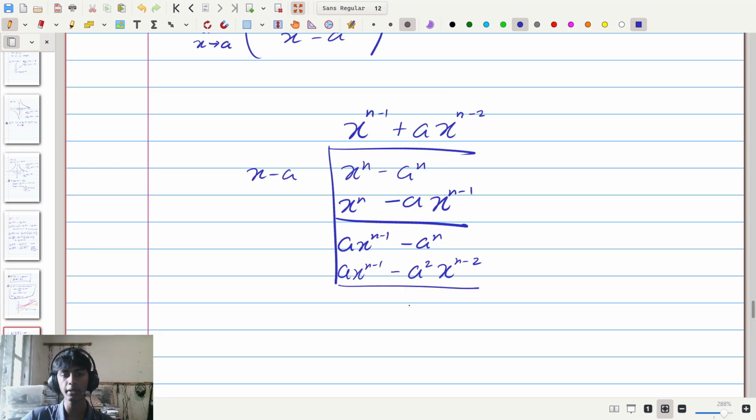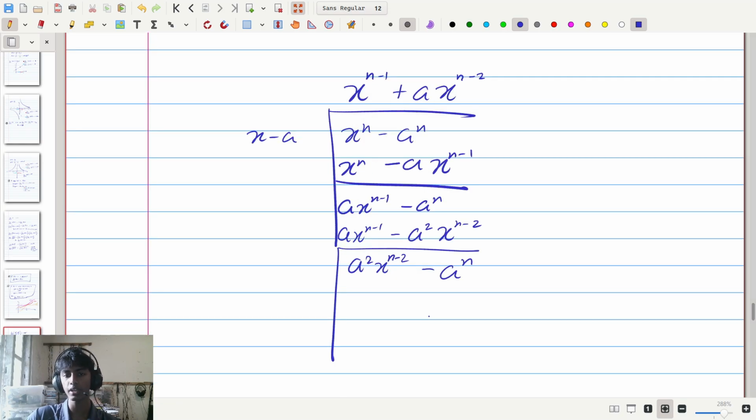Now subtracting that off, what we are left with, these two cancel. We have just a squared x to the n minus 2 over here, and then minus a to the power of n. We can keep repeating this. I'll do one more until you see the pattern, and then we'll continue it.